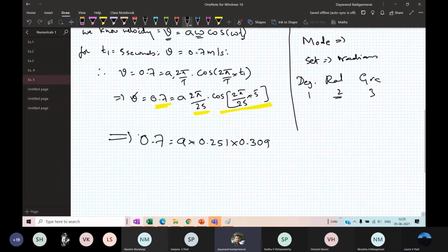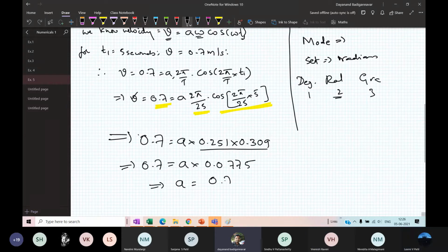This is also right. It's hardly much difference. If I calculate again, that will give you 0.7 equal to A into 0.251 into 0.309. That will give you 0.0775. Right answer. Rearrange it for A. So that is 0.7 divided by 0.0775. That is nothing but 9.03. Am I right? Yes, sir. So it is around 9.03. So A we have evaluated.